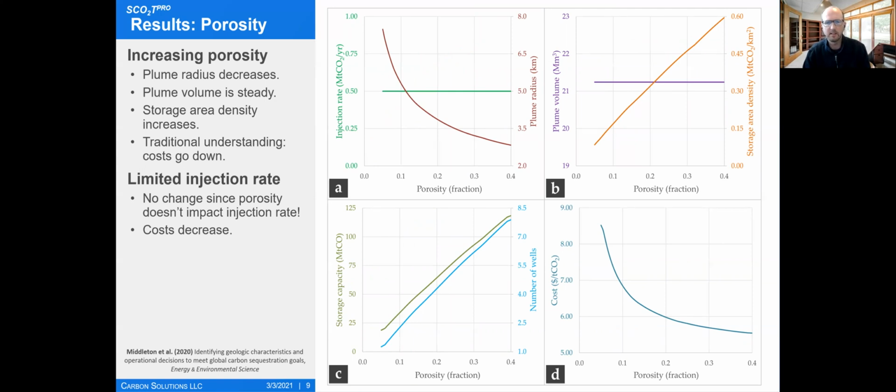For porosity, it acts like you might expect it. The more porous the formation, the more pore space you have to store CO2 in. So the injection rate doesn't change with porosity if you look at that top left chart, but the plume radius does. The plume now doesn't spread out as far as porosity increases. There's more pore space to store the CO2. And ultimately what you get looking at the bottom right figure is that your costs go down the more porous the formation is. In this case, we cannot hit that critical point, that inflection point of 1 million tons a year, because porosity is not impacting the injection rate.